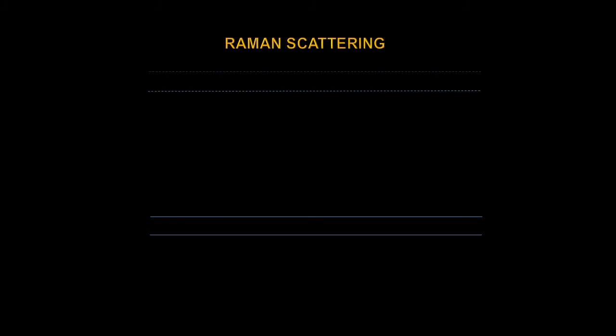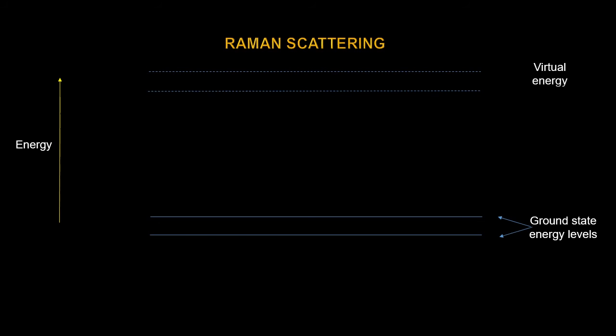Raman scattering can be better understood by considering the energy level diagram and the energy transitions presented here. Absorption and scattered radiations are represented between the ground state and the virtual state energy levels. A molecule in the ground state absorbs energy h nu 0, goes to the virtual energy state and then comes back to the ground state by scattering the radiation with the same energy.